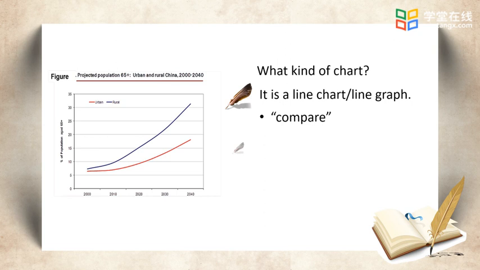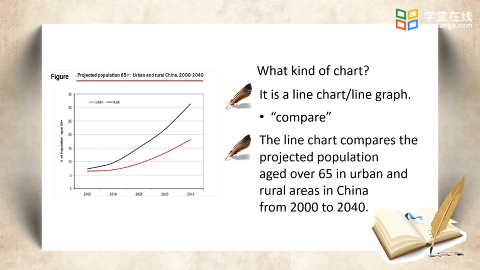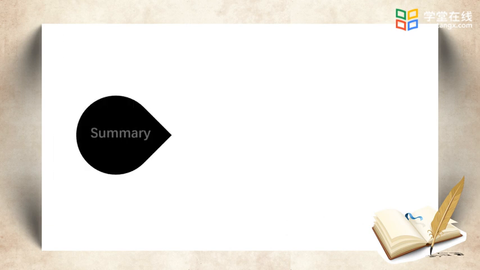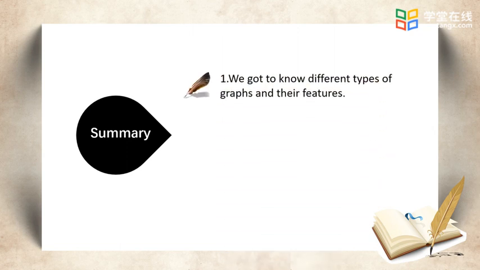Then, double-check your sentence and read what you've written with me. The line chart compares the projected population aged over 65 in urban and rural areas in China from 2000 to 2040. Okay, how time flies. Let's sum up what we've discussed today. First, we got to know different types of graphs and their features.